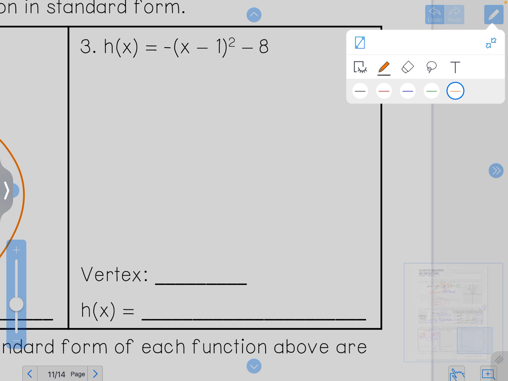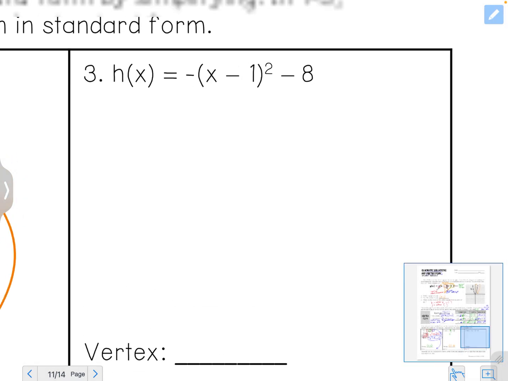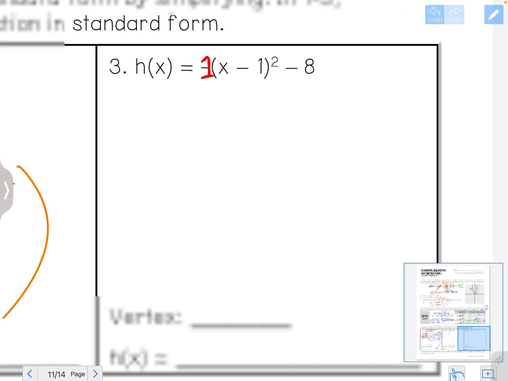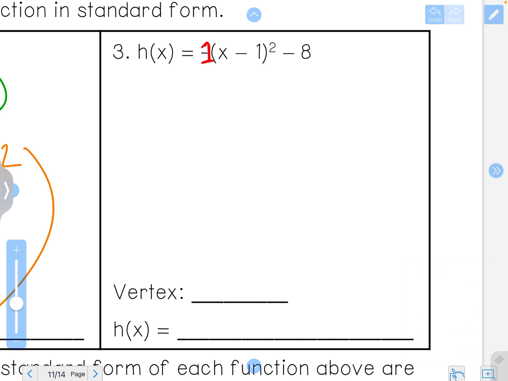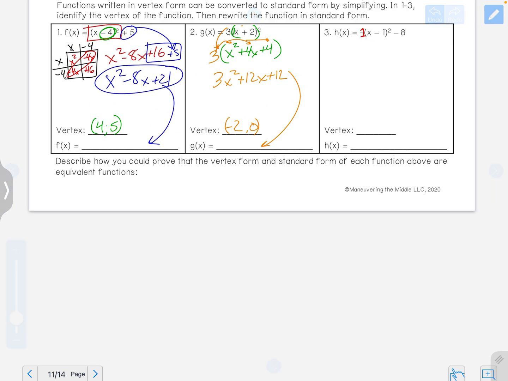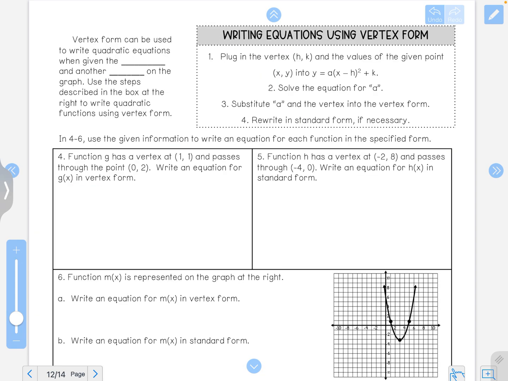All right, so I want you to find the vertex, and then I want you to find the standard form. The only thing tricky about this question is we have to remember that -1 right there. So you can use the box method, you can use your perfect square trinomial rule, however you want to find h of x. And if you want to prove that they're equivalent, which means they're the same, you should be able to graph both in Desmos, and they should be the exact same equation.